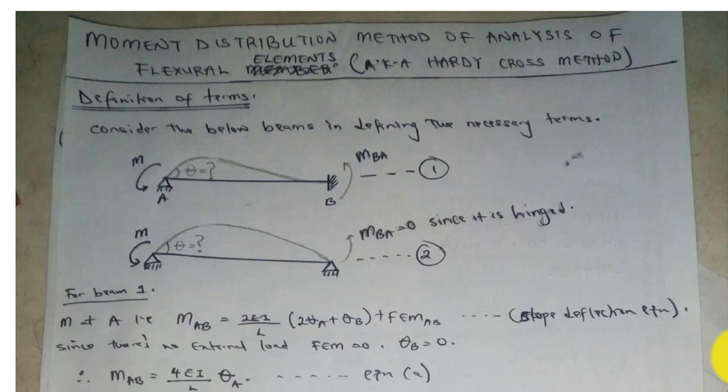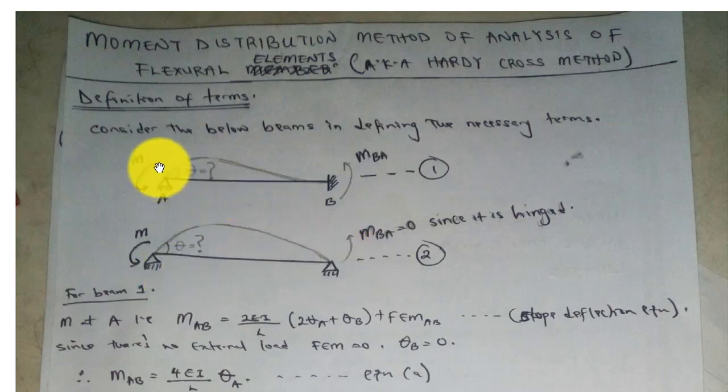So first of all, we have to make some definitions. There are some terms that we have to define, because if you don't know these terms, you will not be able to understand this method. In order to understand these definitions, I try to sketch two beams. This beam, I call it beam 1, and this other beam, I call it beam 2. Beam 1 is a propped cantilever beam, it is propped at this end, and this is a simply supported beam.